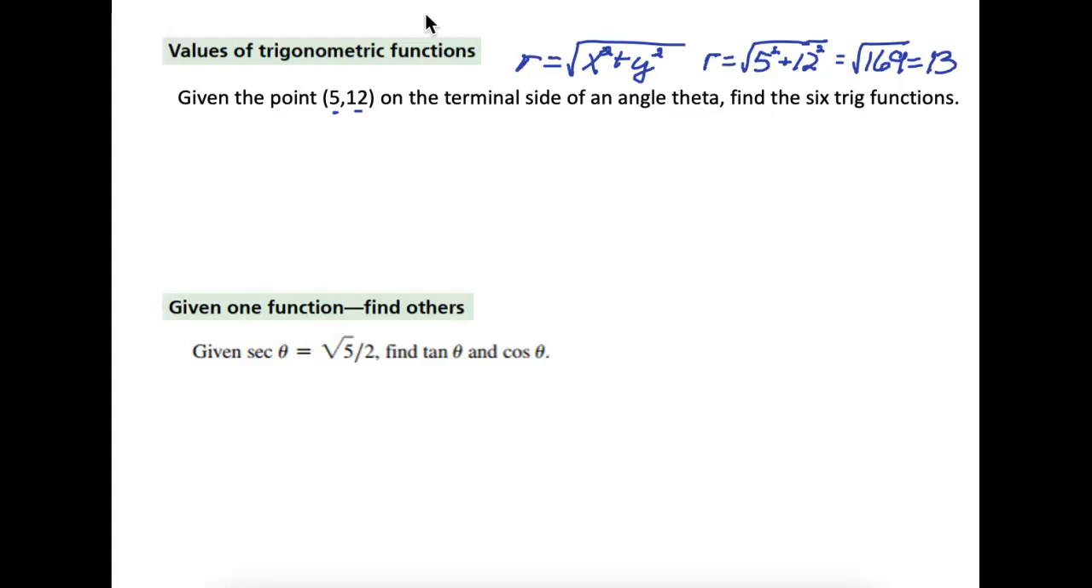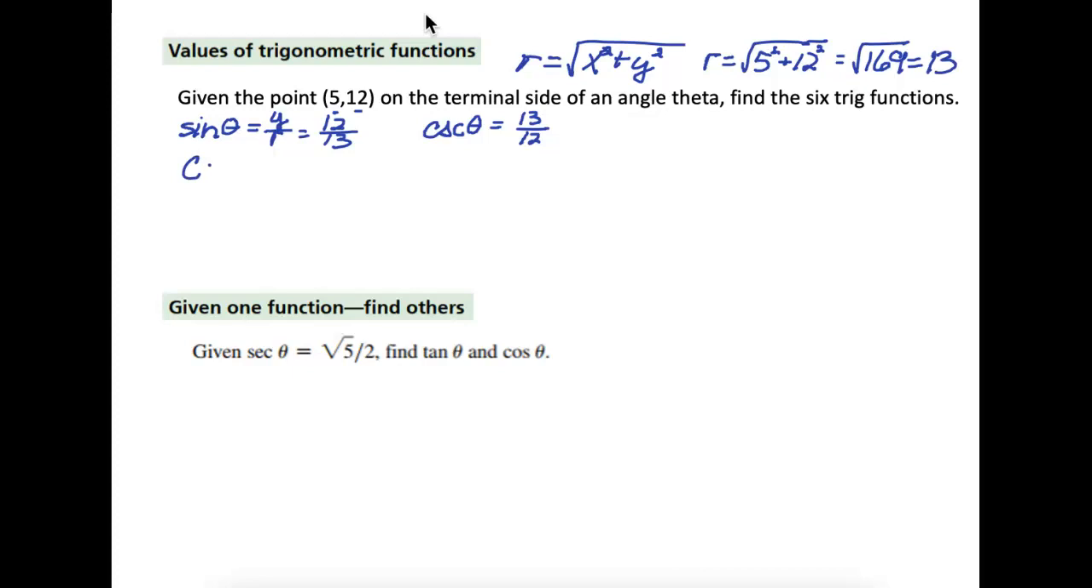Now let's go back and plug into our definitions. Our definition for sine of theta is equal to the y value over r. That's our definition, so I'm just plugging in: 12 is my y, and r is 13. The reciprocal of that is our cosecant, so we just flip that answer, and our cosecant is 13 over 12.